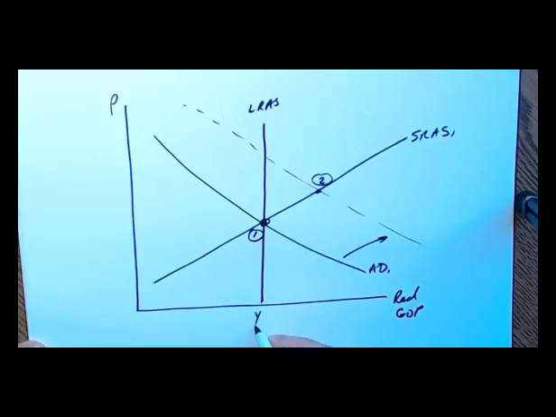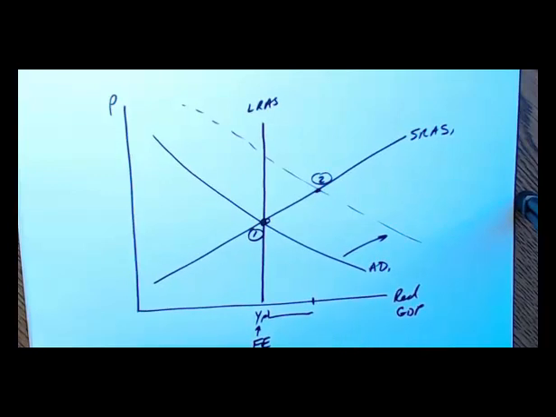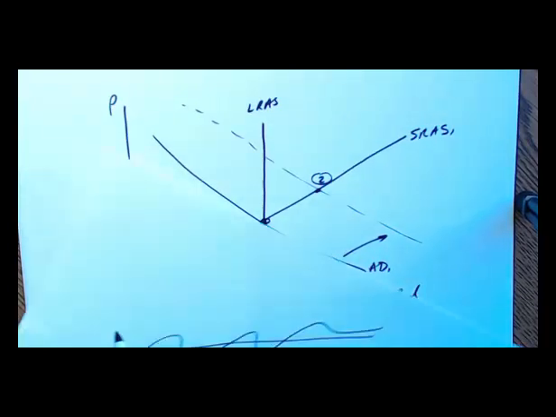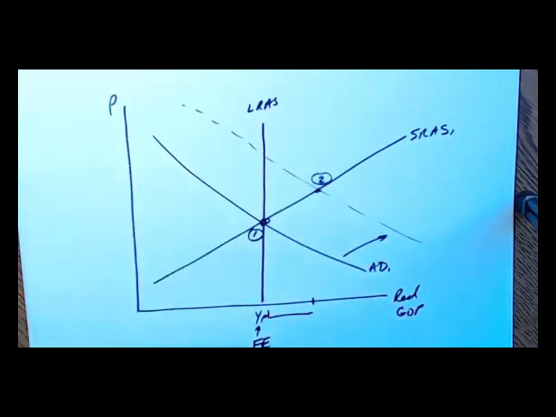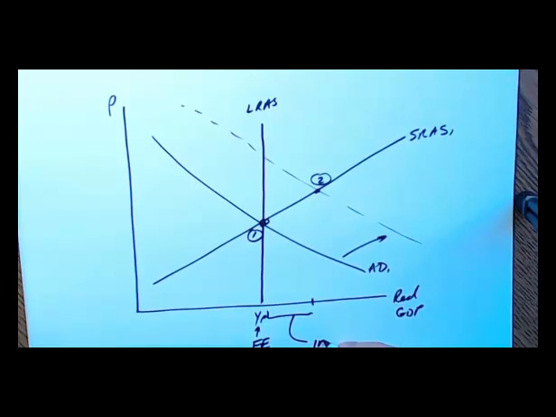And here we have YP, or what's called full employment GDP. And we get here, we have what's called, we're beyond our potential. So we're up here, we're beyond our potential in GDP. That's what's called an inflationary gap.